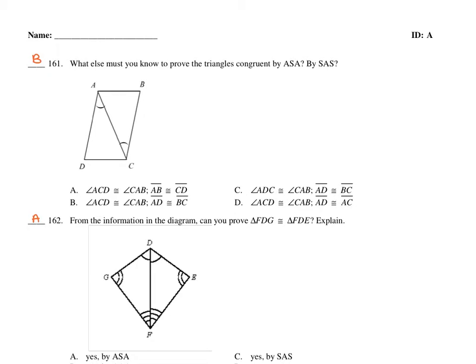What else must you know to prove the triangles are congruent by angle, side, angle? So angle, side, angle, I've got the reflexive side, I've got the angle, which means I need the other angle on the other side of the reflexive side, which would be here and here. And then by side, angle, side, I need this side and this side.